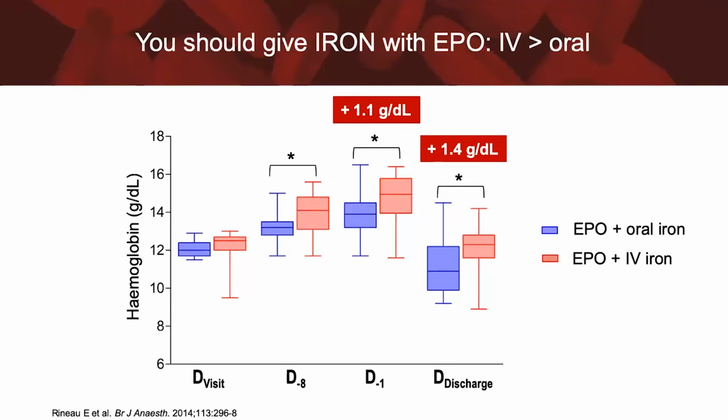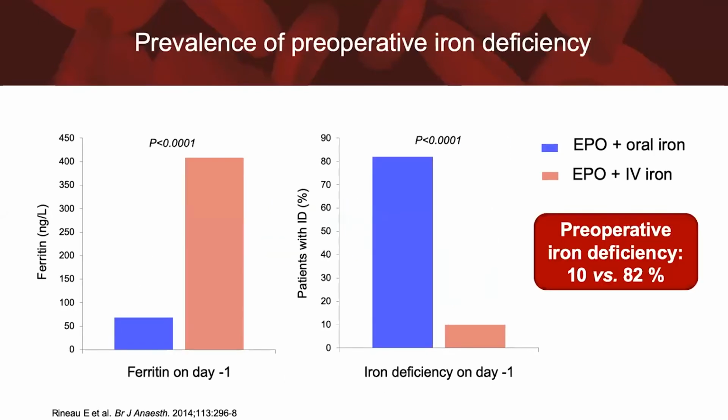But most importantly, in that study, we observed that when we give only iron with erythropoietin, we had a very high prevalence of preoperative iron deficiency the day before surgery, with more than 80% of the patients having iron deficiency, whereas when we gave IV iron together with erythropoietin, we had less than 10% of the patients with iron deficiency.